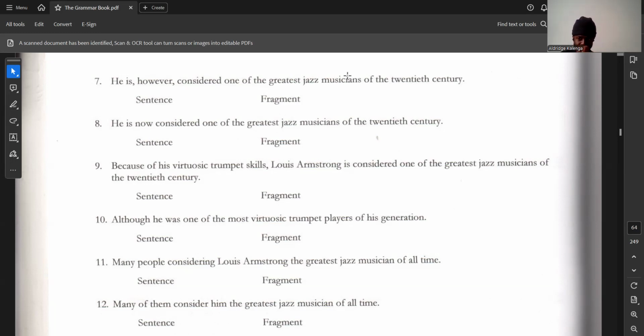Nobody? And that's okay if there's nobody. Just check it. We're on seven. So that's: he is, however, considered one of the greatest jazz musicians of the 20th century.